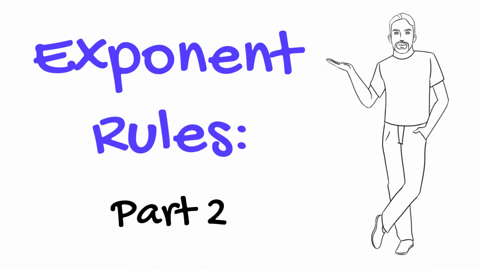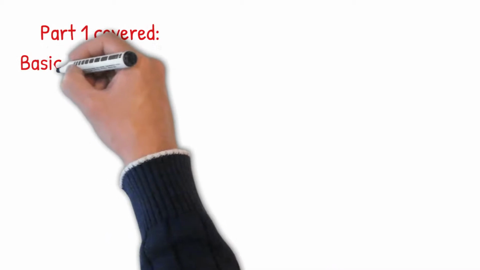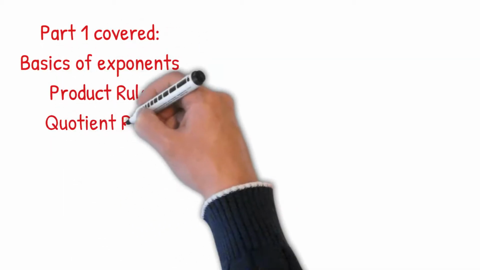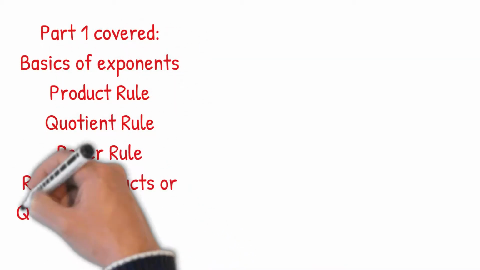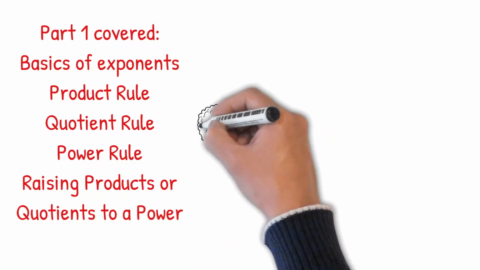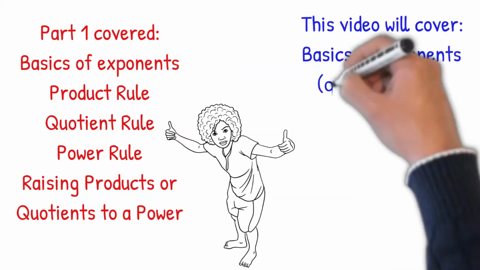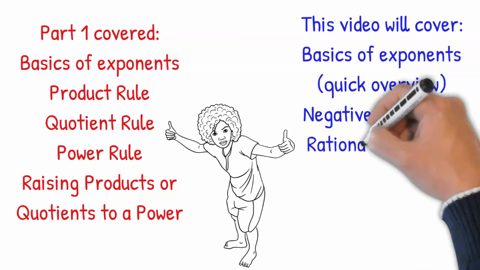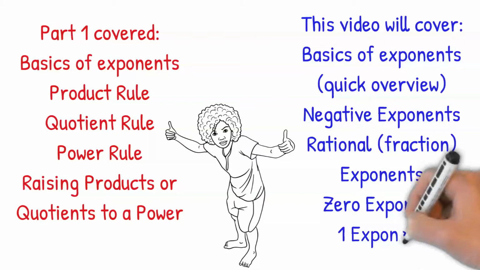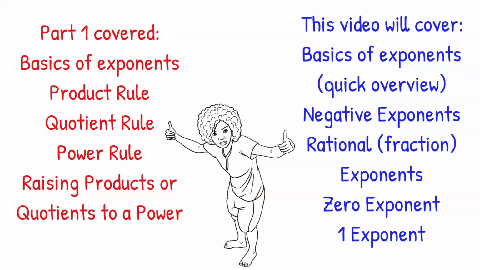Exponent rules, Part 2. In Part 1, we looked at the basics of exponents and covered the product rule, quotient rule, power rule, and raising products and quotients to a power. In this video, we will look at negative exponents, rational exponents, and a couple other special cases.